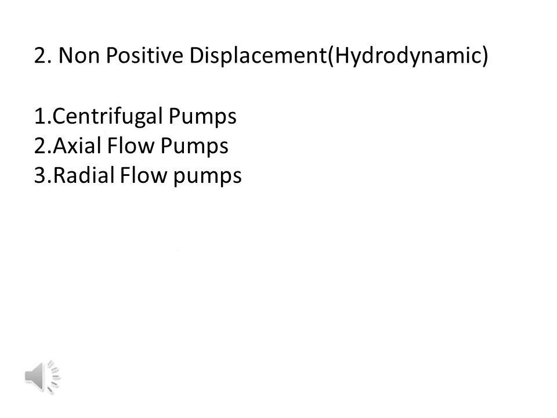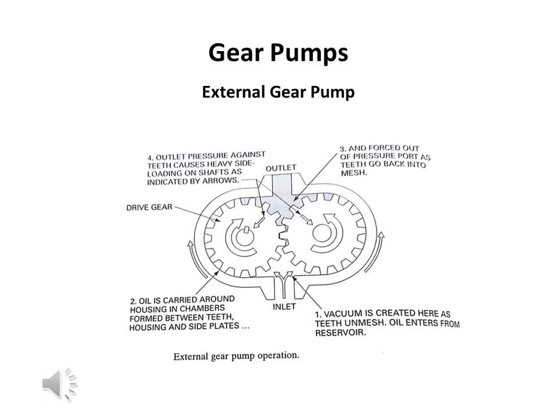Non-positive displacement pump, that is a hydrodynamic pump, is mainly used for irrigation purposes. These include centrifugal pumps, axial flow pumps and radial flow pumps. In gear pumps, the first one is the external gear pump.